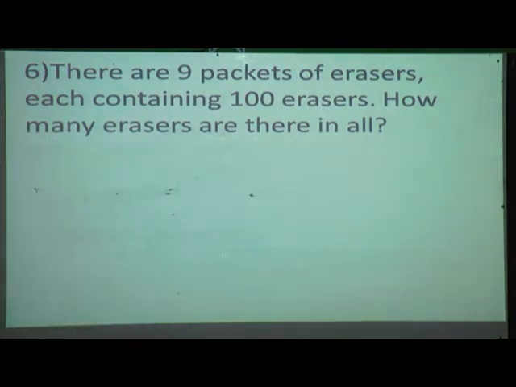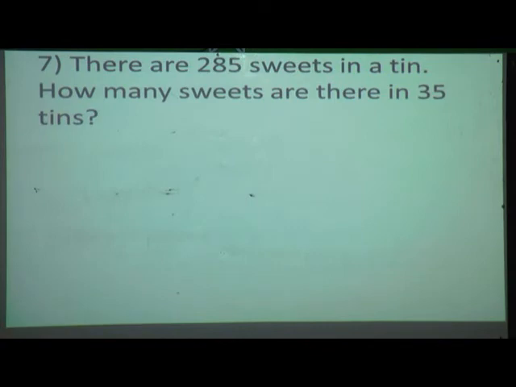See the next example, that is 7th one. Read the question. There are 285 sweets in a tin. In a tin there are 285 sweets. How many sweets are there in 35 tins? First of all, tell me what they have given us. What is the given? There are 285 sweets in a tin.